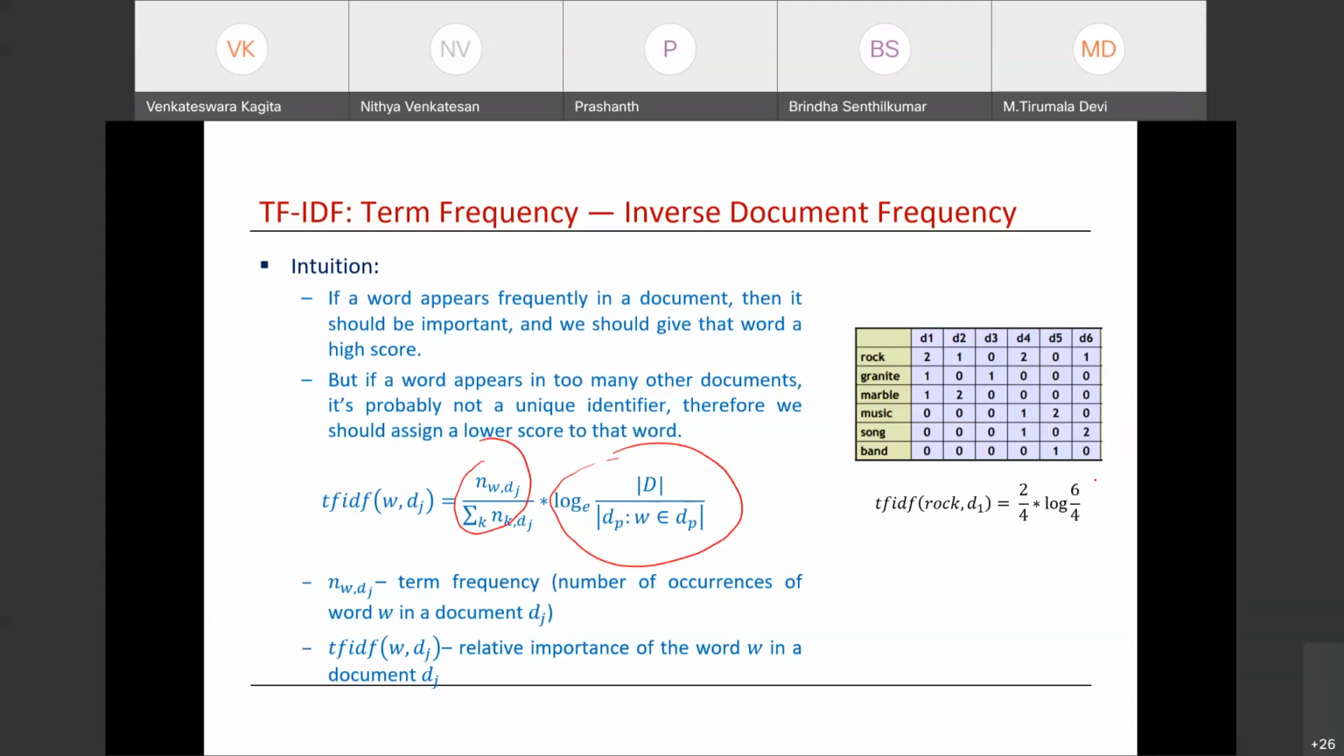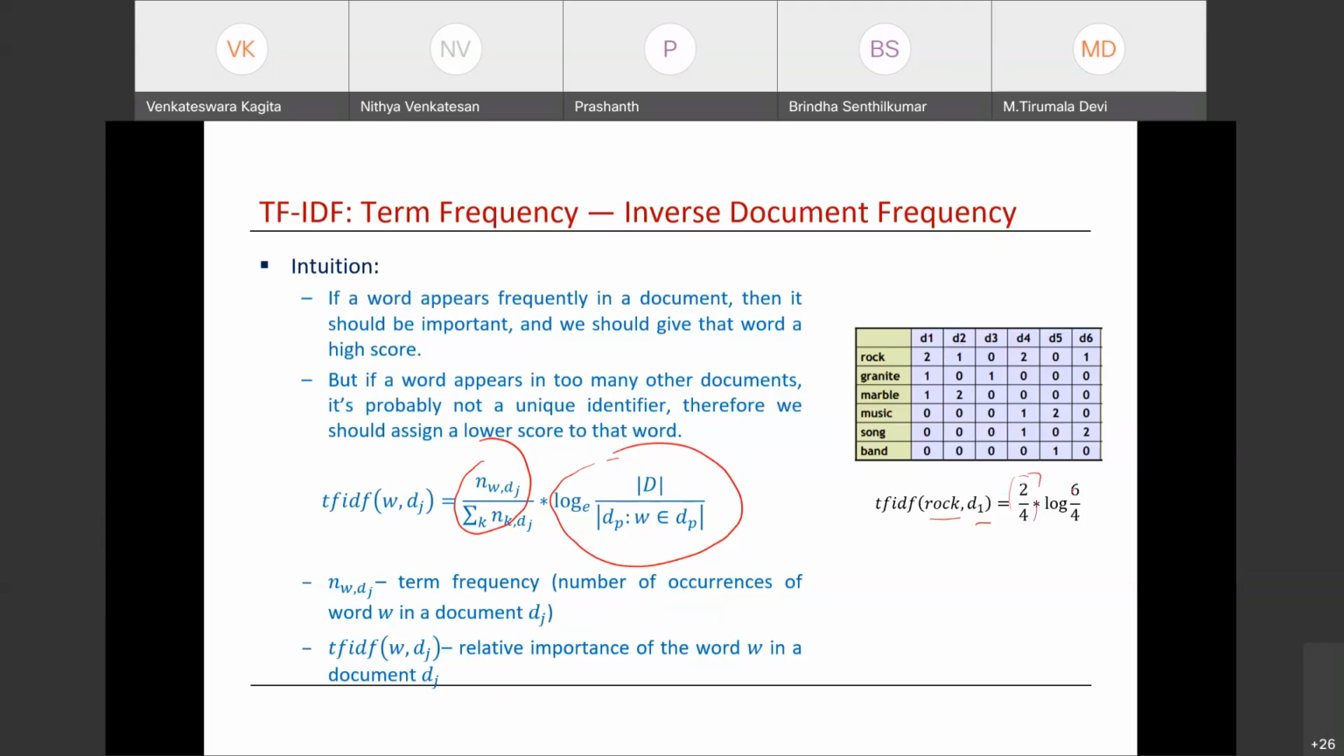Like for example here, if you compute the term frequency, it is 2 by 4 for the word rock and the document D1. Okay, so the rock is appearing 2 times, and the total number of words in that document is 4. So 2 by 4 is the term frequency.